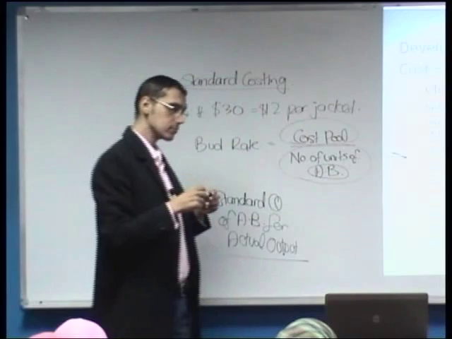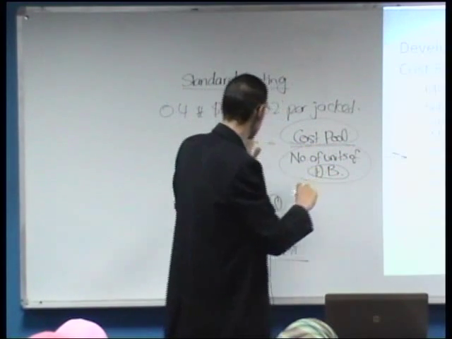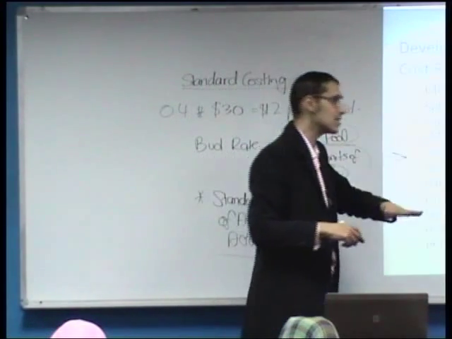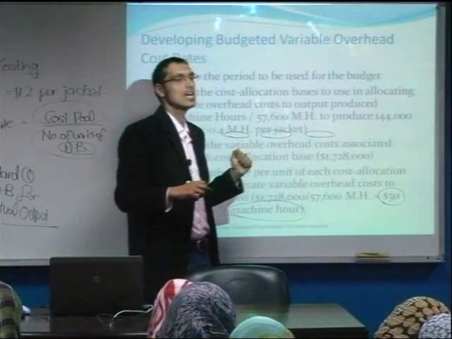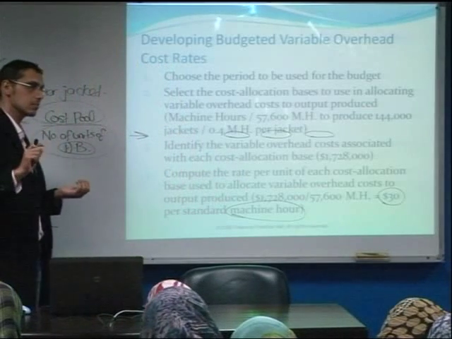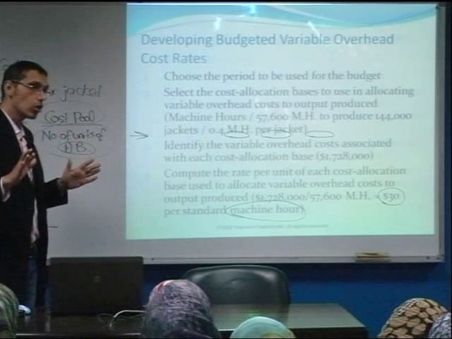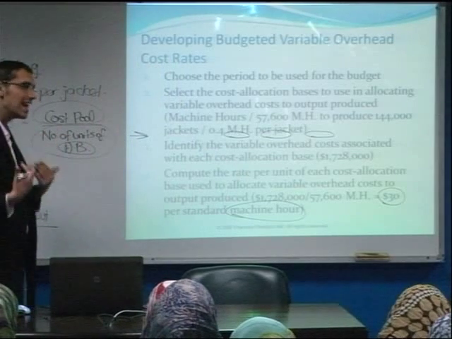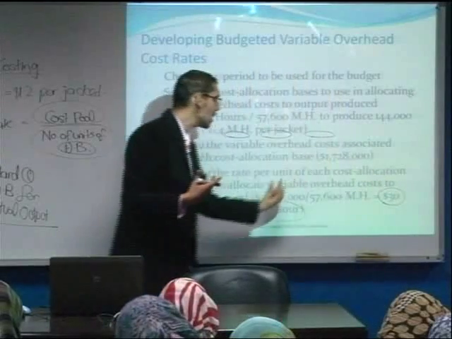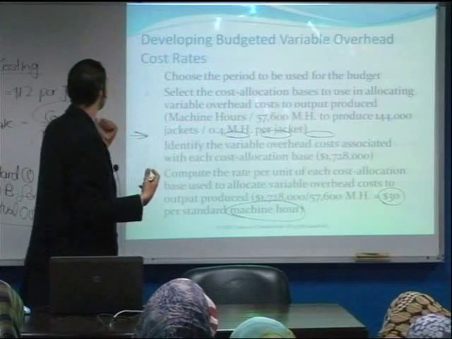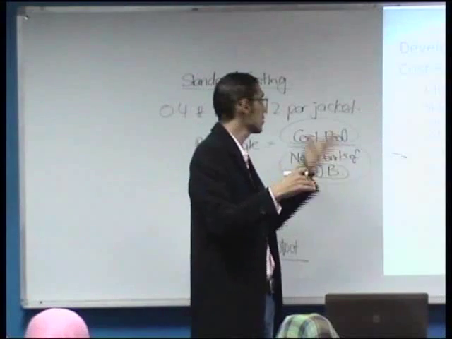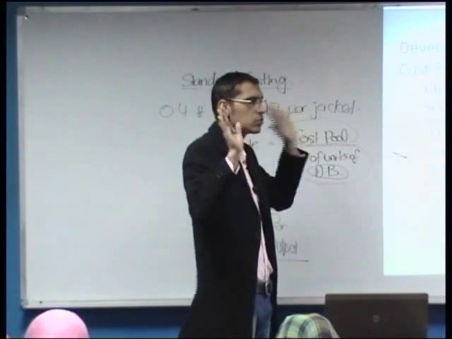Correct? Therefore, by this, we could calculate the costs, but for jackets, not for machine hours. But we all know that we allocate using the allocation base. Therefore, it is better to allocate our variable manufacturing overhead using the $30 per machine hour, not the $12 per jacket. Of course, both are correct. I'm not saying that the $12 is not correct to be used. It is correct to be used.